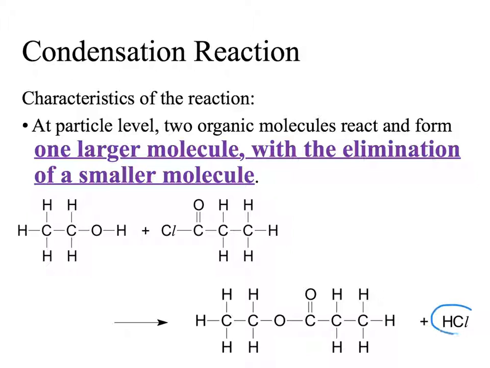A hydrogen chloride molecule has been formed as the product. The hydrogen chloride molecule is formed as a result of breaking this O-H bond in organic reactant 1 and the C-Cl bond in the second organic reactant. Then the remaining parts of the two molecules will come together and form a new C-O single bond in the final product.